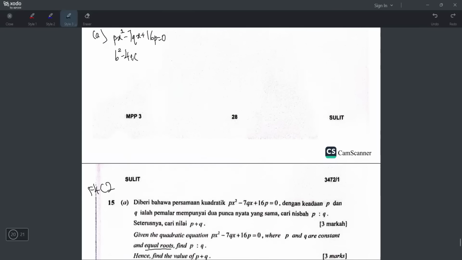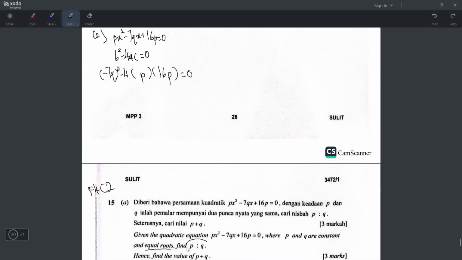But of course, if your equation is not in general form, then convert to general form first, then use the formula. But now it's general form already, so just put in b squared minus 4ac. So b is the number before x, which is negative 7q. The q is included also. A is the number before x squared, which is p. C is 16p.